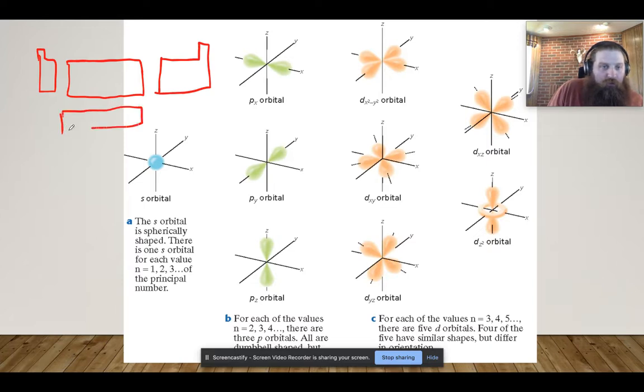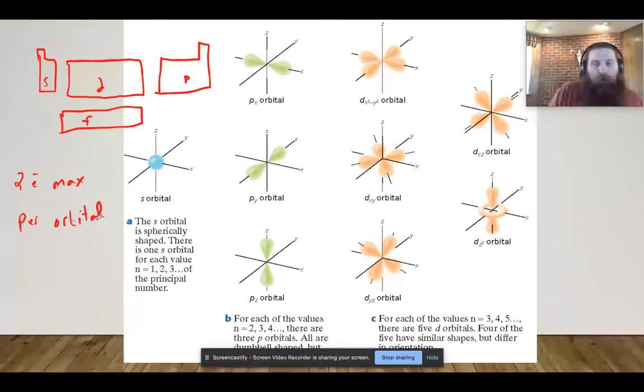So some things we already know about the periodic table. Number one, we have the S, the P, the D, and the F block. And we also know that you can have 2 electrons max per orbital. So something that's kind of interesting here, the S orbital only has 1 lobe. It can at most have 2 electrons in it.